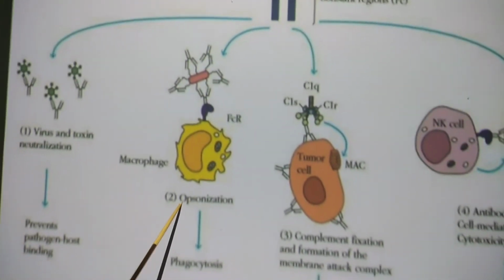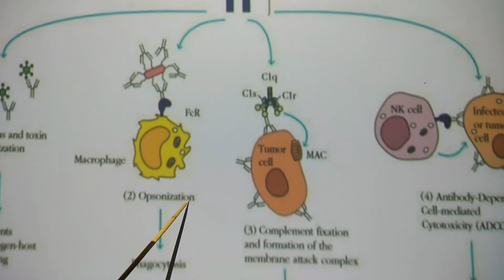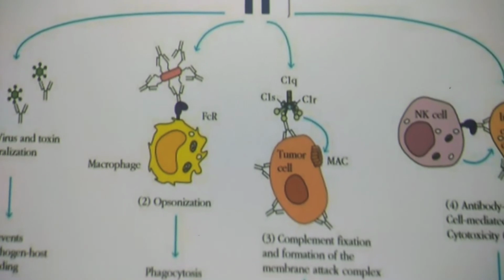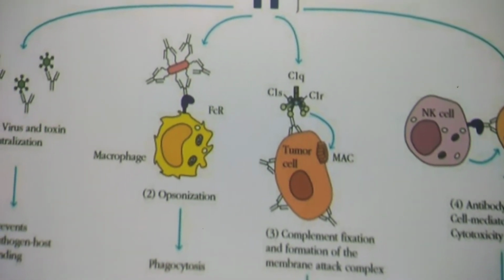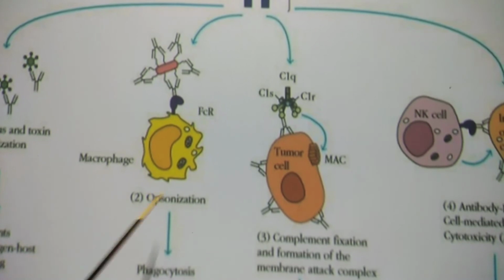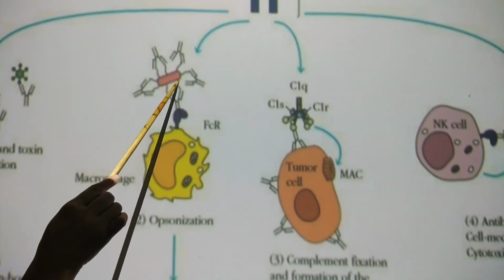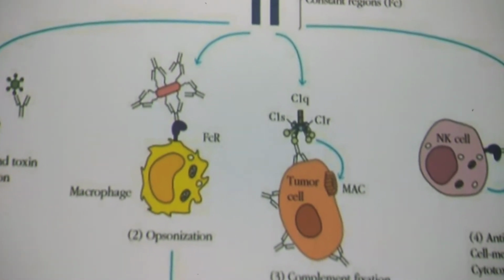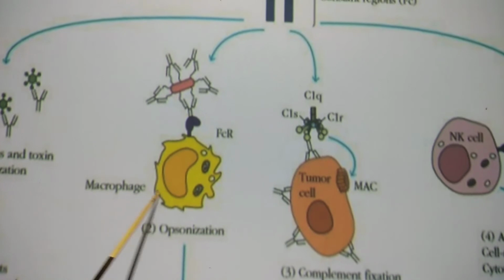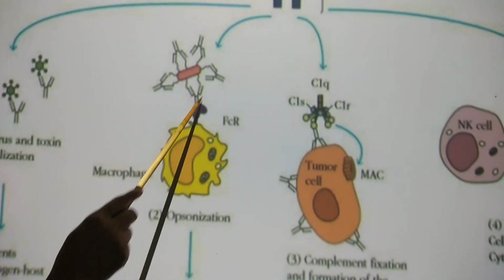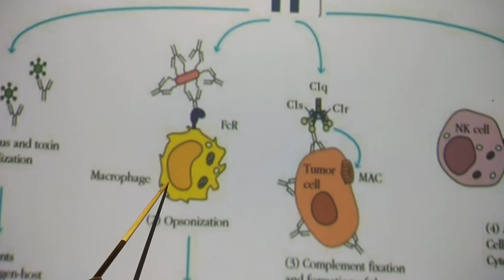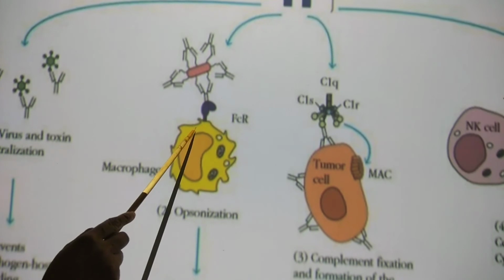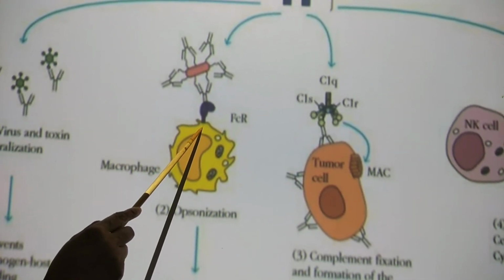Secondly, another function is opsonization. The IgG antibody is a protein opsonin which coats the surface of the pathogen, making it more susceptible to phagocytosis. These are phagocytes, for example here a macrophage. It has Fc receptors on the membrane, and the antibody coated antigen comes in contact with the cell. It facilitates easy binding to this cell.